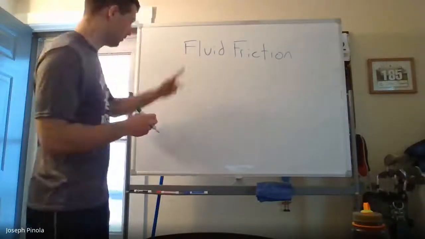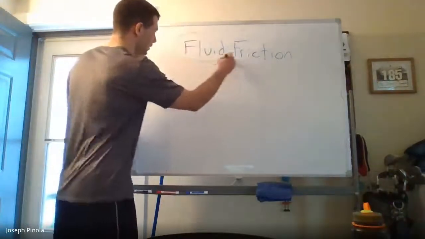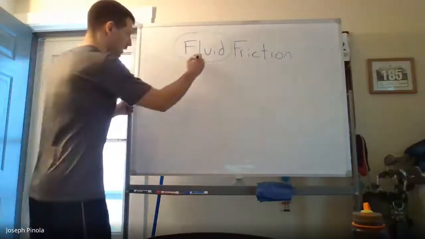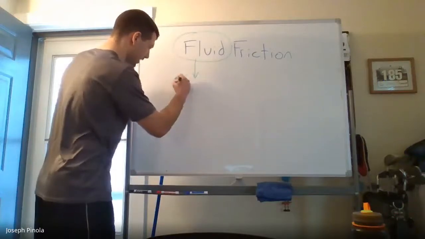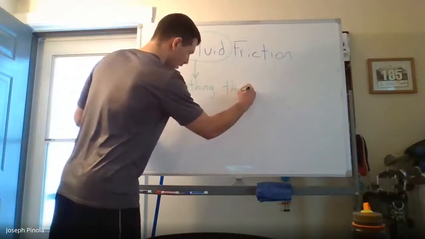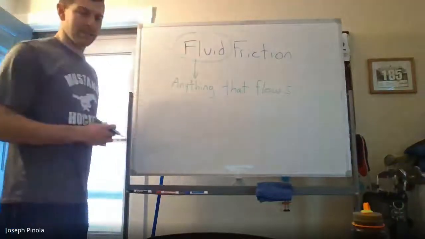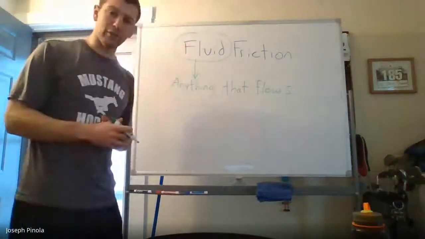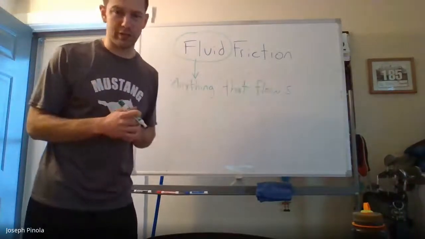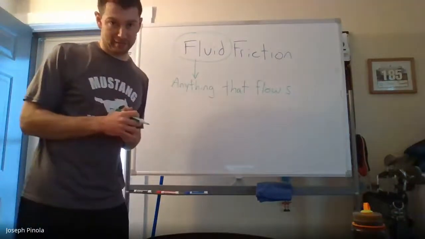So, fluid friction. Well, to understand what fluid friction means, we have to take a look at this word. Fluid. What is a fluid? A fluid can be defined as anything that flows. If you have flow, then you have a fluid. For example, water in a river might flow downstream, or air might flow over the wings of an airplane.